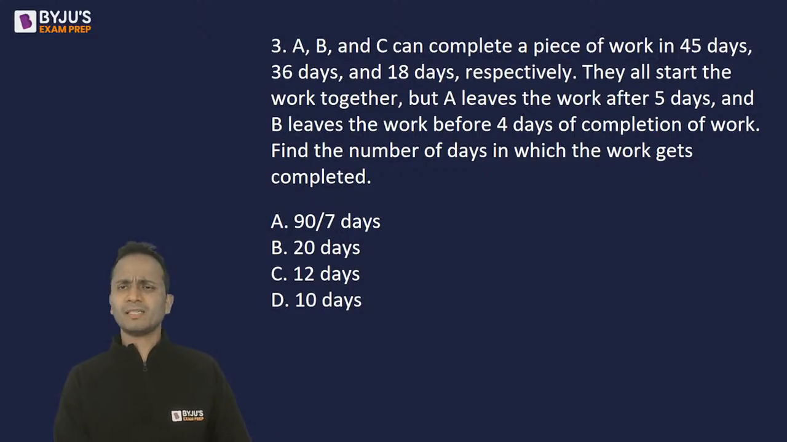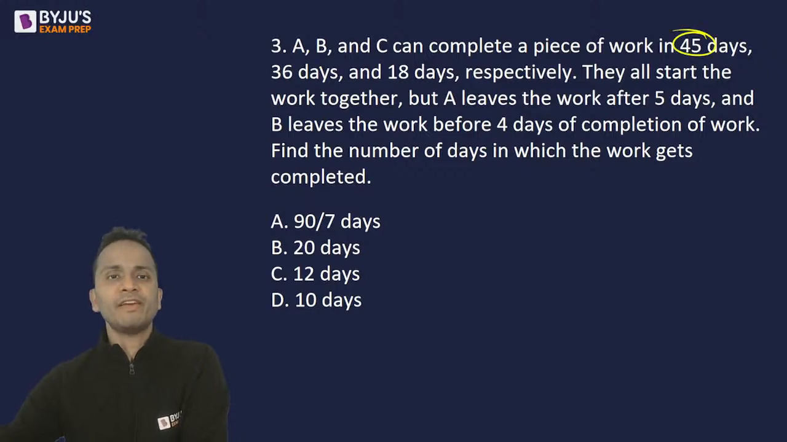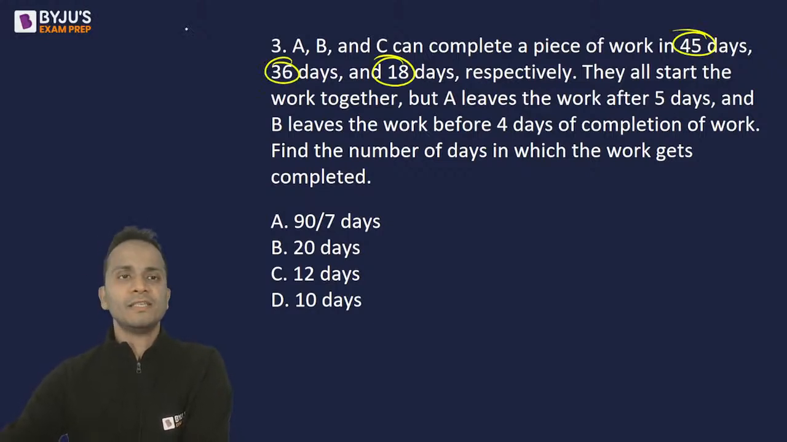So in this question also, what you can do is start by assuming the total quantity of work, which has to be the LCM of 45, 36 and 18. Okay? So the first step is slightly calculative, difficult. You should know how to calculate the LCM of some numbers. So the LCM of 45, 36 and 18 is 180, right?